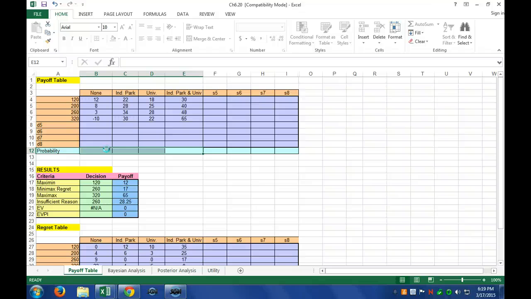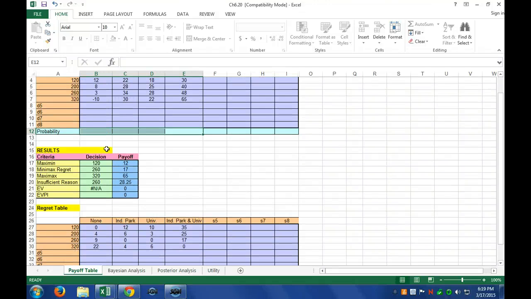Minimax regret is a little bit different. If you do this by hand, what you have to do is build a complementary table, or a mirror table, that looks at every state of nature and says, if this happened, then what was the best thing to do? Well, we have 12, 8, 3, negative 10. I guess the best thing would have been to build 120. Now everything's based on that.